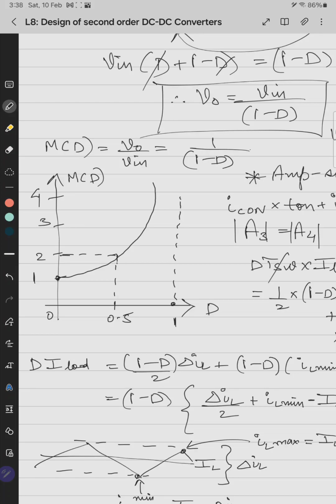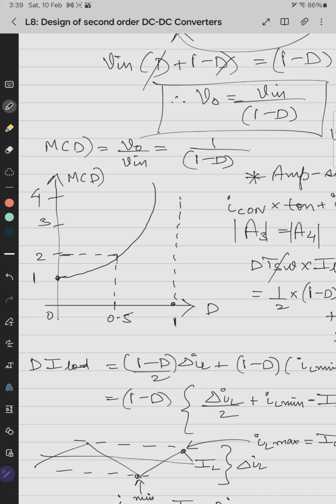Now let's see what happens at the lower duty ratio. At lower duty ratio, the ripple components in the inductor, the output capacitor, and thus the output voltage will be minimum if D is very less, because it's a function of D. We have to derive it. We'll see the derivation in the next classes, and then we'll conclude on the operating range of the DC-DC converters.